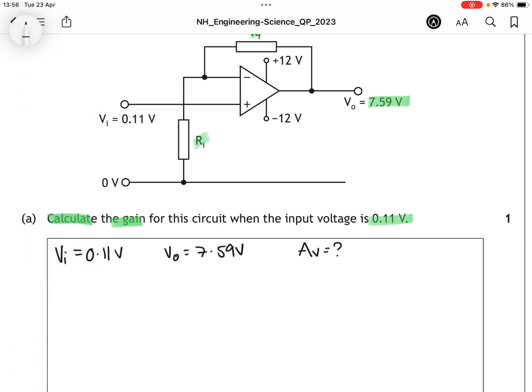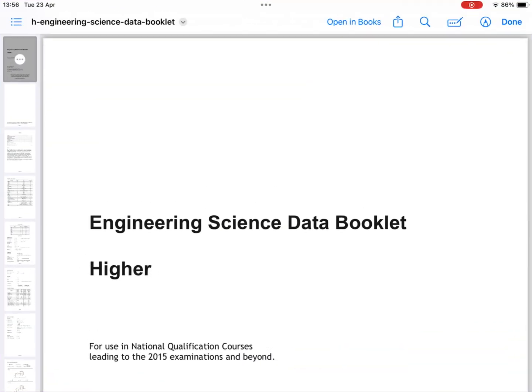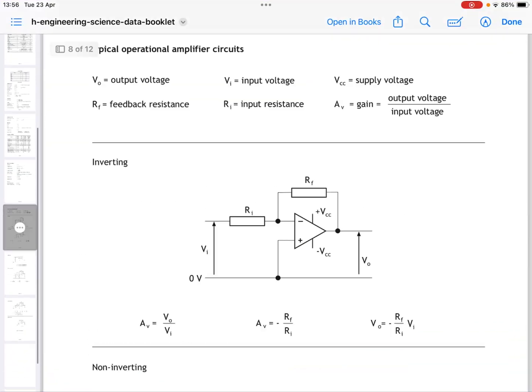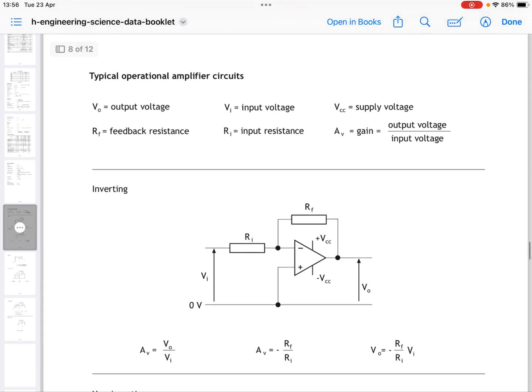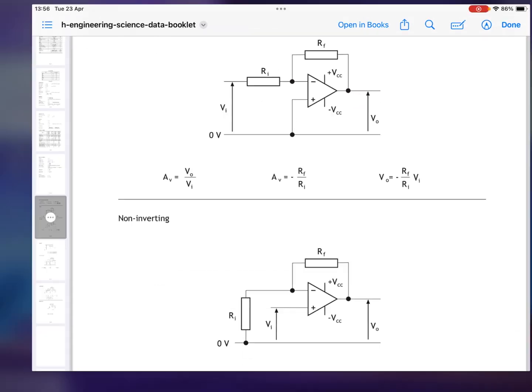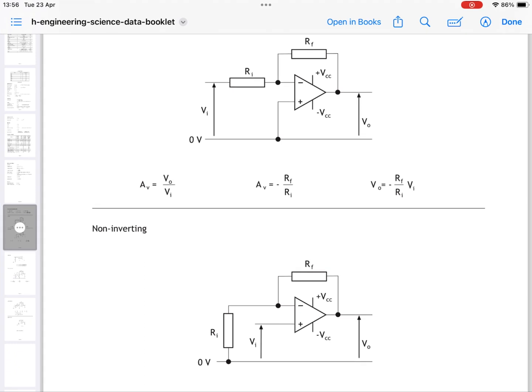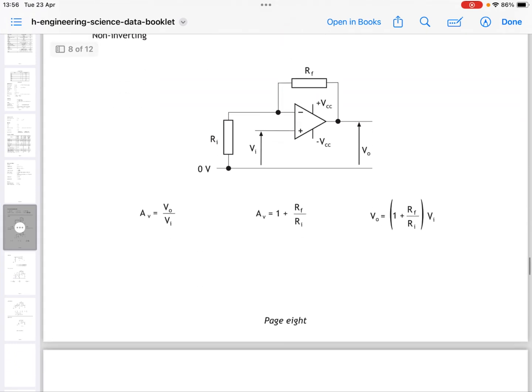Now, you don't have to worry too much about remembering this because it'll be in the data booklet. So we just go to the data booklet here and go to our op-amp circuits. You can see that this is a non-inverting circuit. And so for that, you can see that our gain equation is AV equals VO over VI.